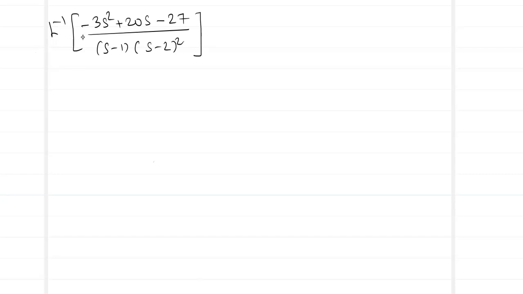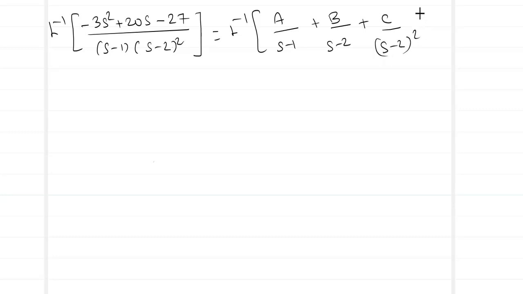Consider the Laplace inverse of minus 3s squared plus 20s minus 27 by s minus 1 into s minus 2 the whole square. Now this I can write as Laplace inverse of, I can split this into, total power of s is going to be 3, so into 3 factors. So I can make it as a by s minus 1. Since this is a repeated factor, I give two values for it. One is b by s minus 2 and the other one being c divided by s minus 2 the whole square.